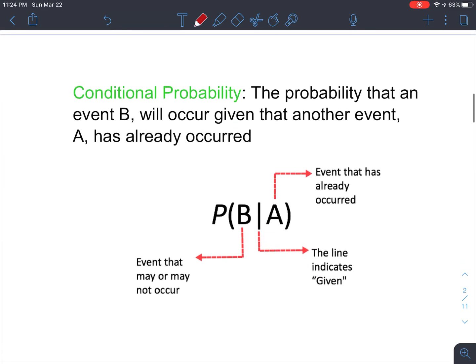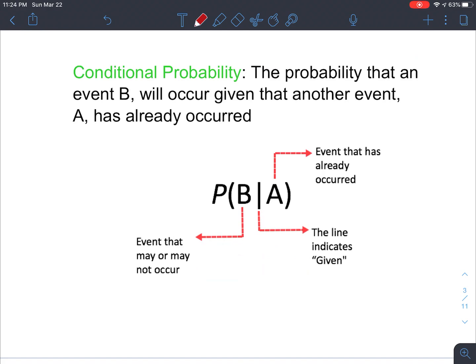So what we're going to look at today is something called conditional probability. Okay, conditional probability is basically probability based off of a condition. So what is it? The probability that an event B will occur given that another event A has already occurred. So basically the condition that we have for this particular probability we're trying to find is that another event has already occurred. The notation for this is seen below.